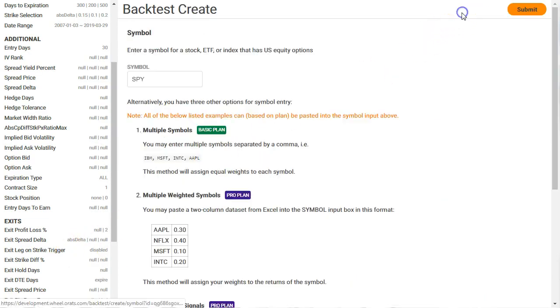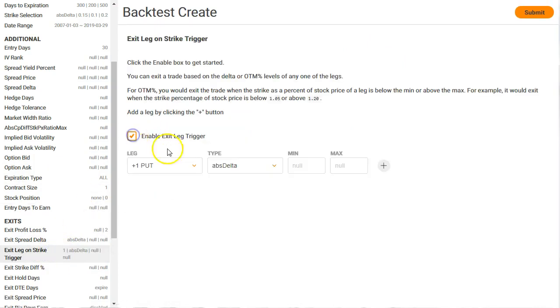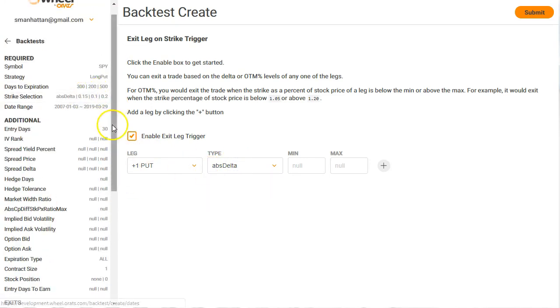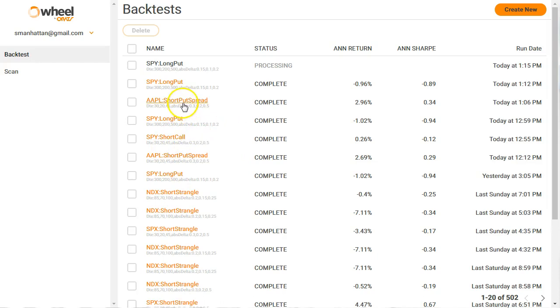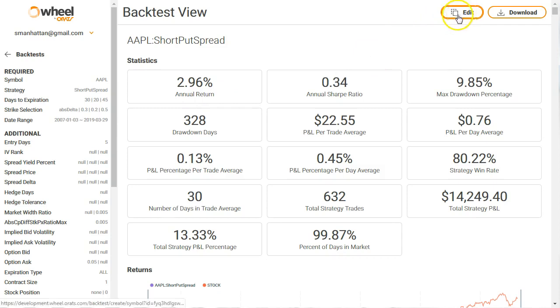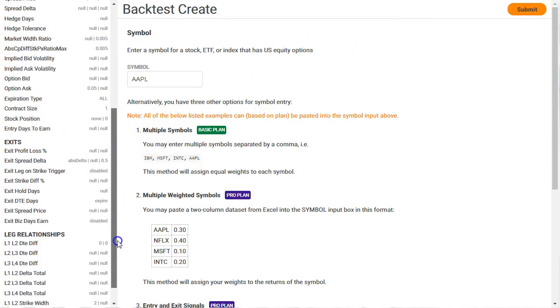Let's try something else here. Let's exit on a strike trigger, and that strike trigger can be either delta or out of the money percentage. So this is a 15 delta put, so we might try to get out if it goes above, for example, a 40 delta, and we could run that. And then let's go back and look at some exits for a put spread here. So here's our put spread. Let's edit that. So we've gone through the first 3.